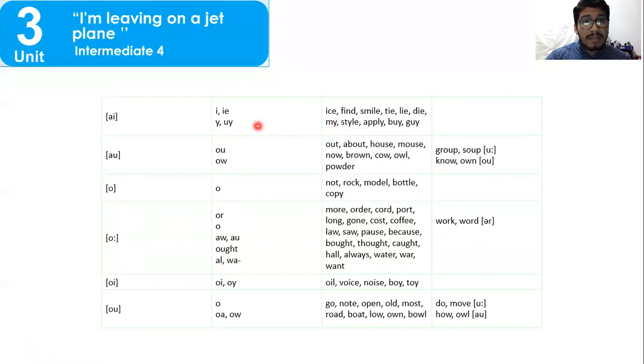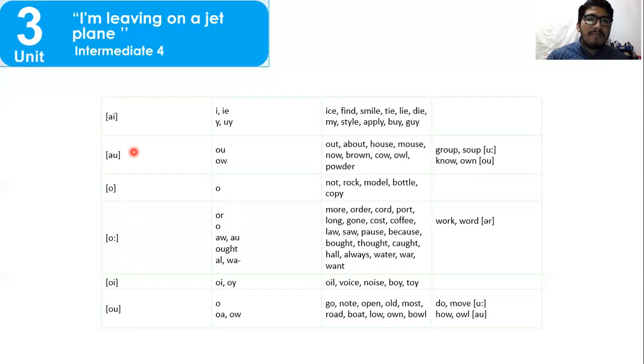Lo único que tenemos que hacer es practice. Practice, practice, and practice more. For example, here is I, ¿no? Tenemos I y tenemos la palabra I, E, y la U con la Y. Yo digo, eyes, fine, smile, tie, lie, die, my, style, apply, buy, guy, right? So that is a way.